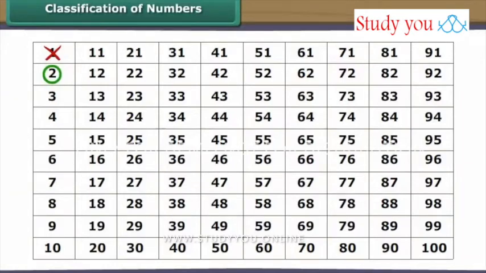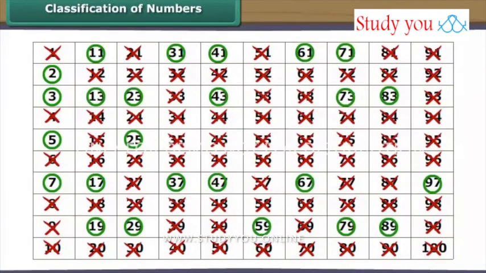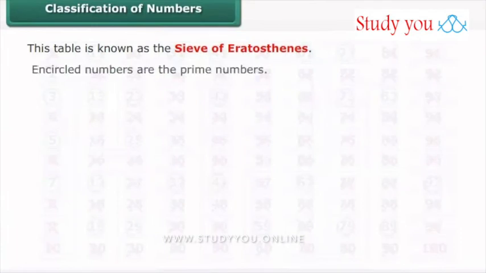2 is prime as it has exactly two factors. We draw a circle around it. We draw a cross on all the multiples of 2. 3 is prime. We draw a circle around it. We draw a cross on all the multiples of 3. We proceed till we have drawn a cross or a circle around all the numbers from 1 to 100. This table is known as the sieve of Eratosthenes. The encircled numbers are prime numbers.